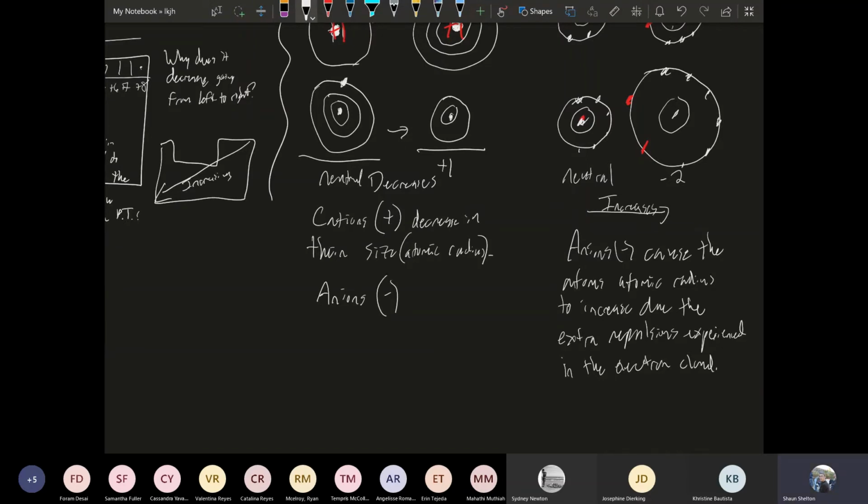As you guys finish this, I want you just to listen. The more positive it is, the smaller it gets. The more negative it gets, the larger it gets. I'll repeat that. The more positive the atom becomes, the smaller. The more negative, the larger. Everyone understand that?